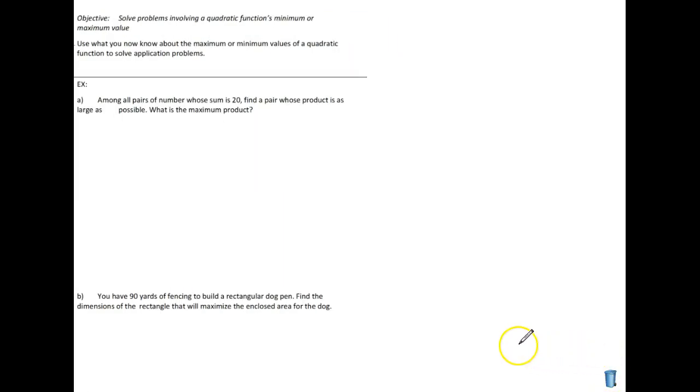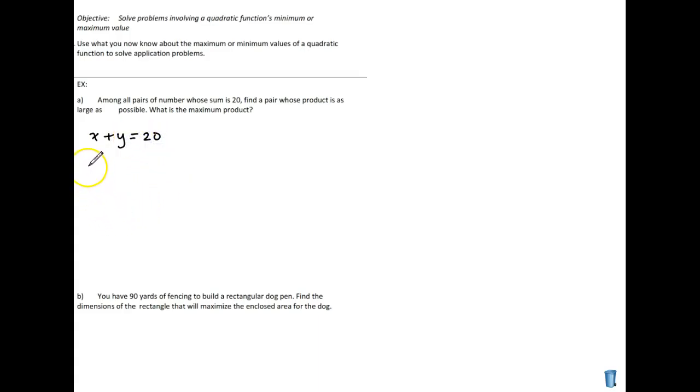And then, of course, sometimes it's helpful to figure out a maximum or minimum in an application problem. So let's take a look at these. This one says, among all pairs of numbers whose sum is 20, find the pair whose product is as large as possible. What is the maximum product? So let's talk about pairs of numbers whose sum is 20. So x plus y equals 20.